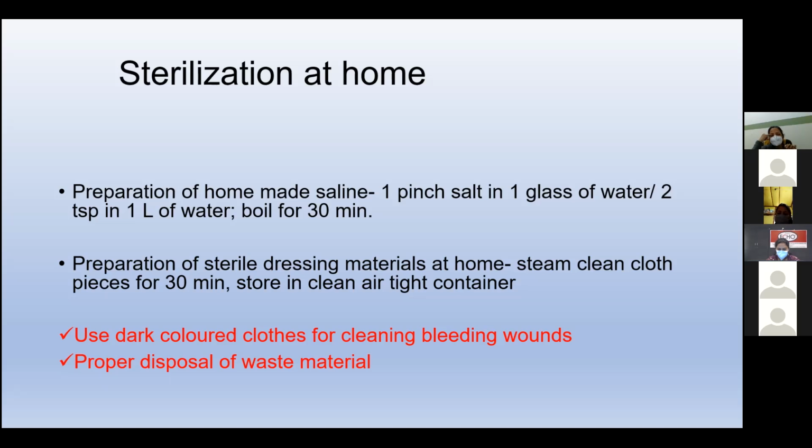Okay, they are very costly. So at home, what we advise them is to cut any old clothes. They should be, of course, washed and thoroughly dried in the sun. Then cut into square pieces and then sterilize. Okay, so that is also good enough, especially if you want to use it for wound dressing or like that, it can be used.